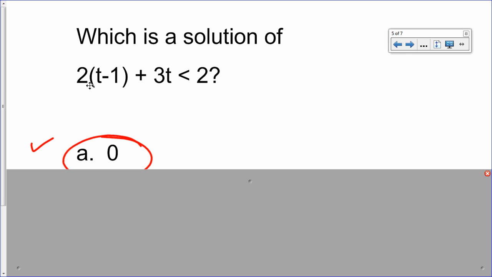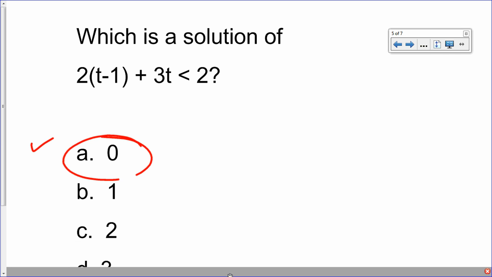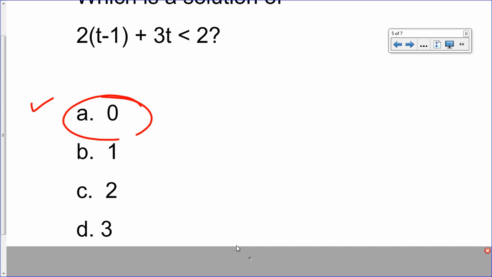Remember to distribute. This becomes 2t minus 2 plus 3t. Combine your like terms, 5t, and then add 2 to both sides. I'm thinking that isn't a solution. Which one did you actually come up with, if any at all?